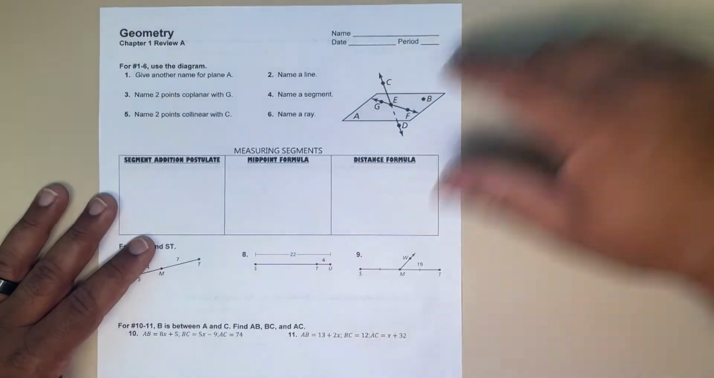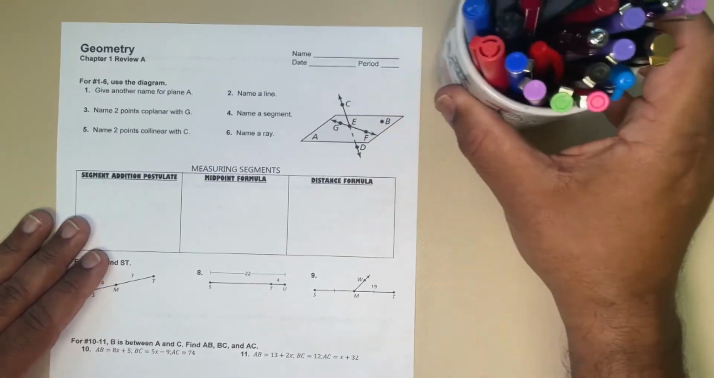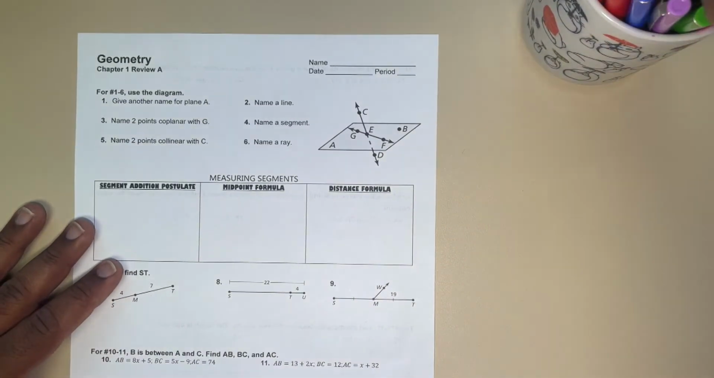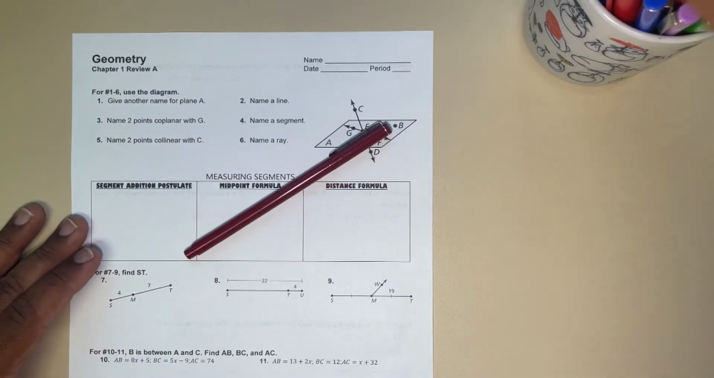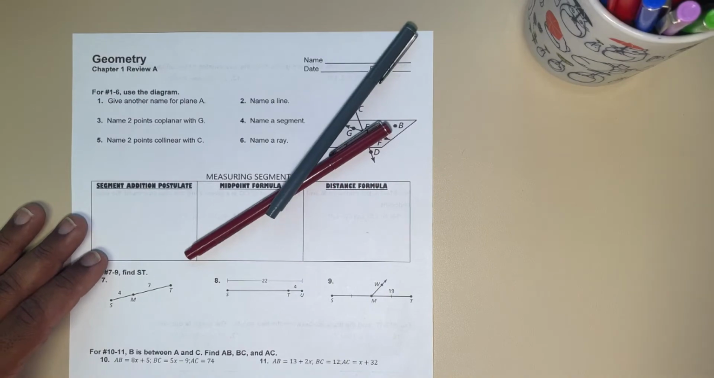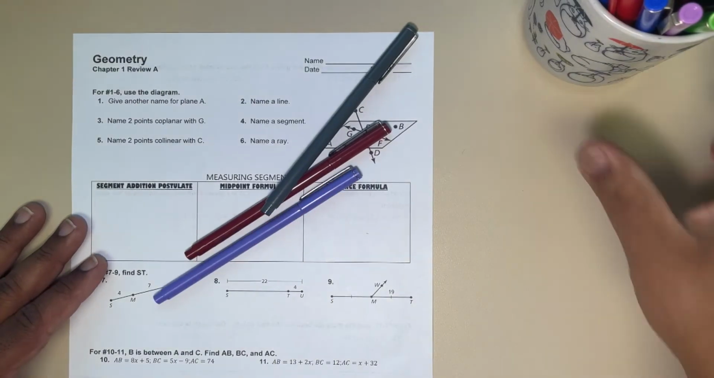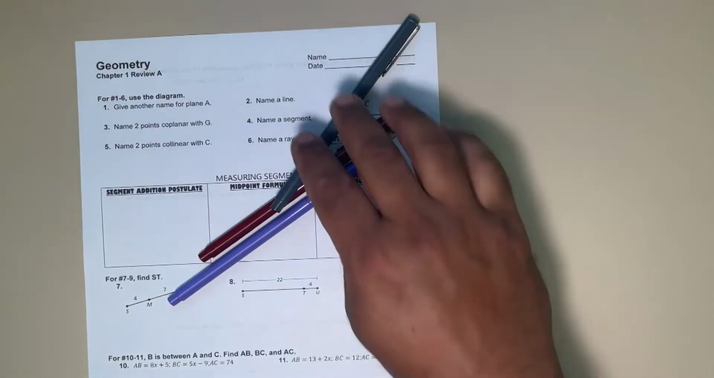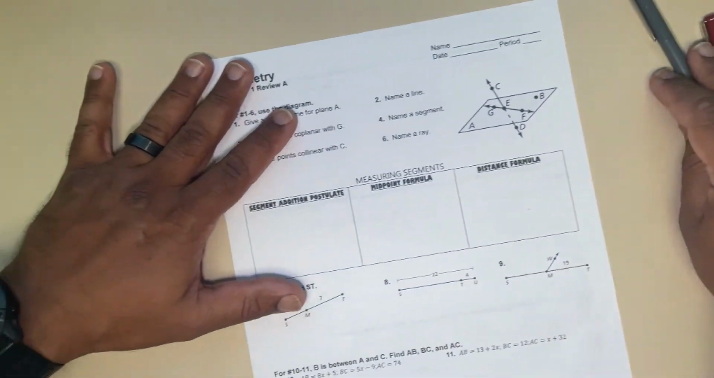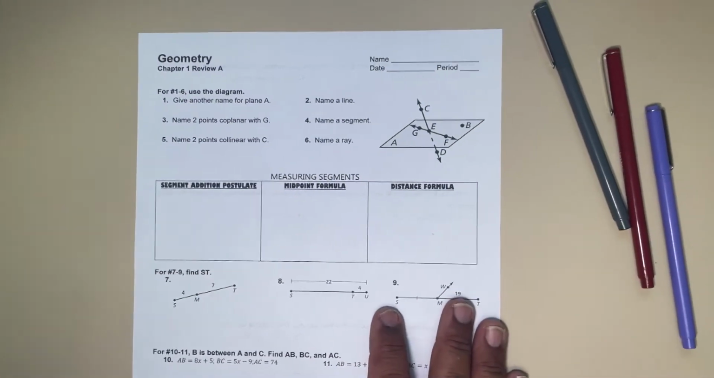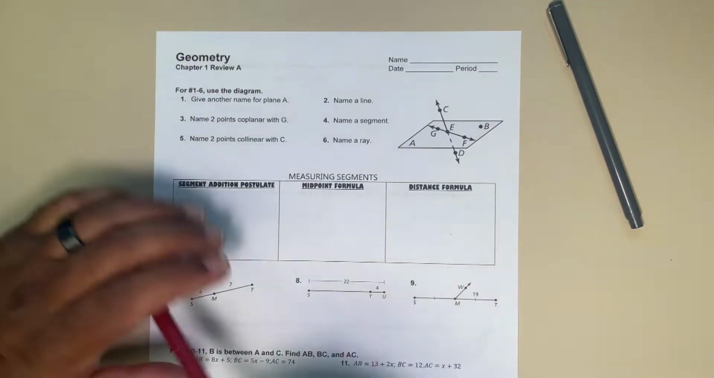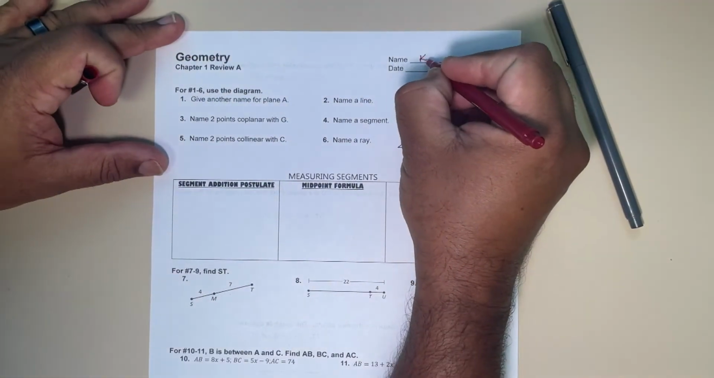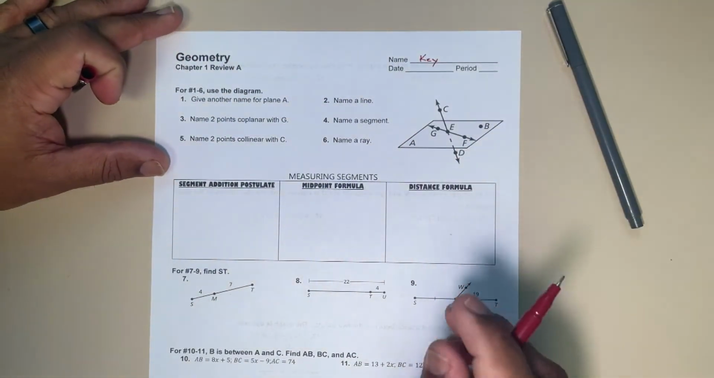All right, let's go. I need, let's see, red, blue. Let's do purple. Let's get this answer key for this chapter 1 test review.